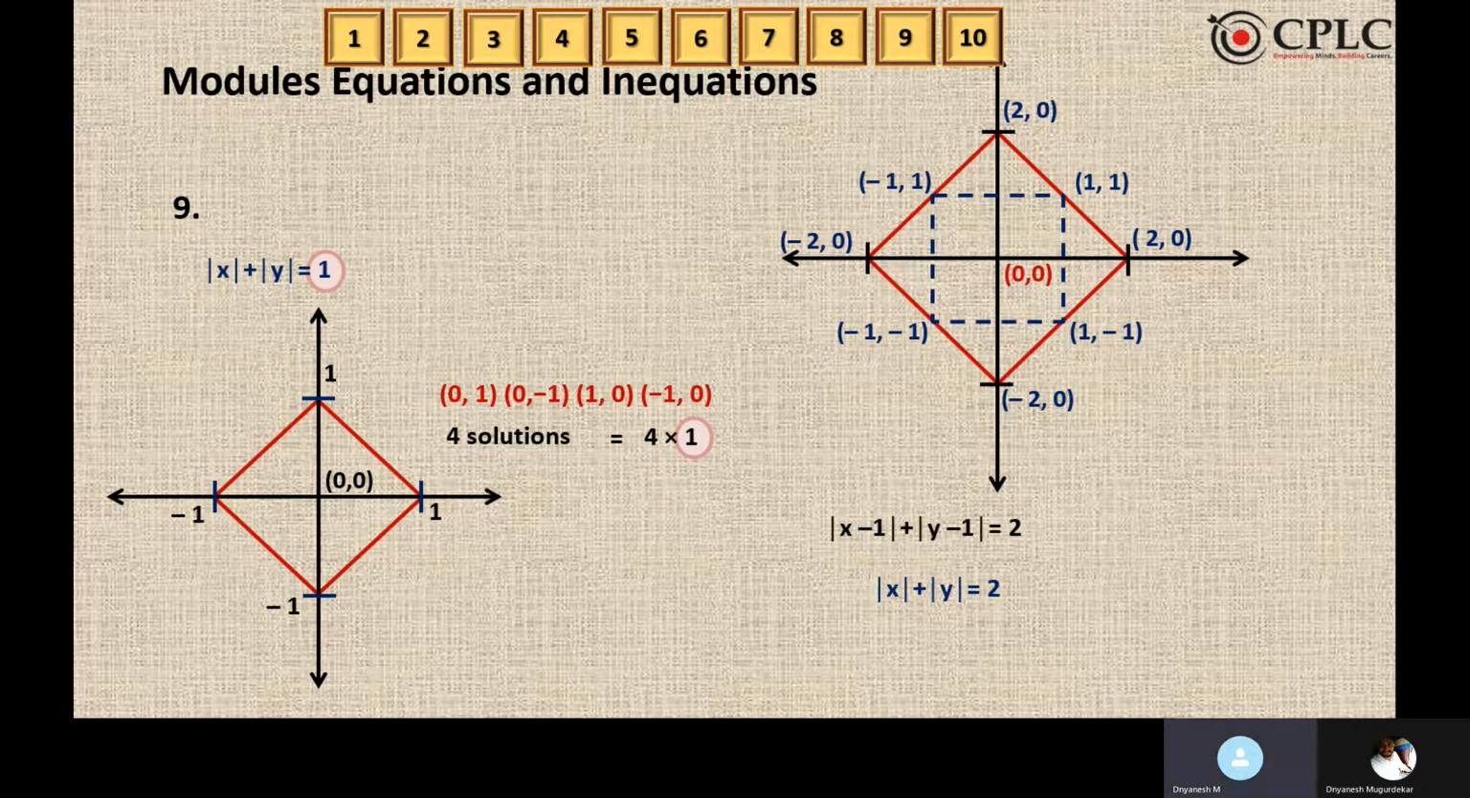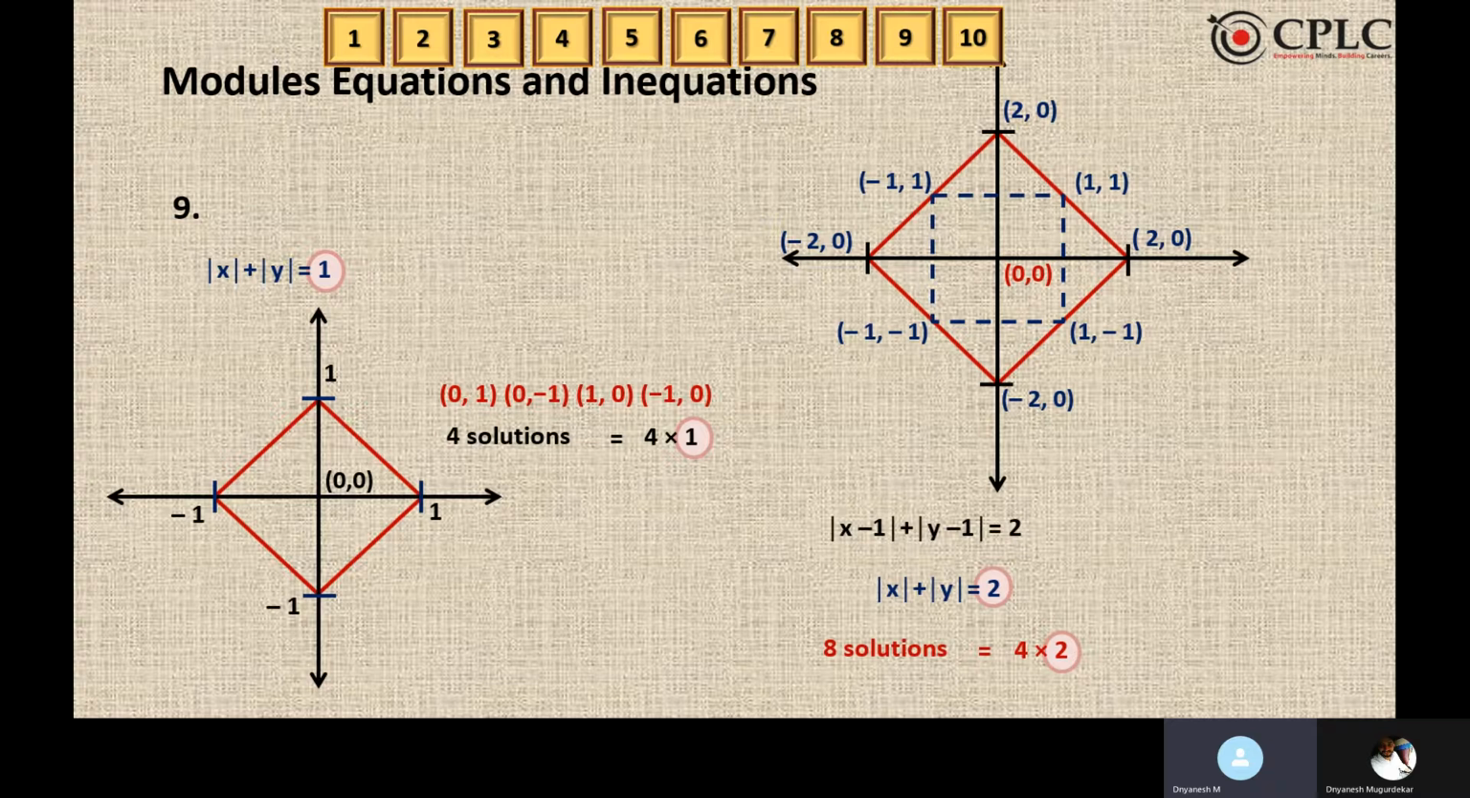So to generalize both the cases, what we can say is that inside the modulus with the x and y, what numbers with plus or minus are present is immaterial. The only thing that matters is what it is equal to. So if it is equal to 1, we get 4 solutions. If it is equal to 2, we get 8 solutions.